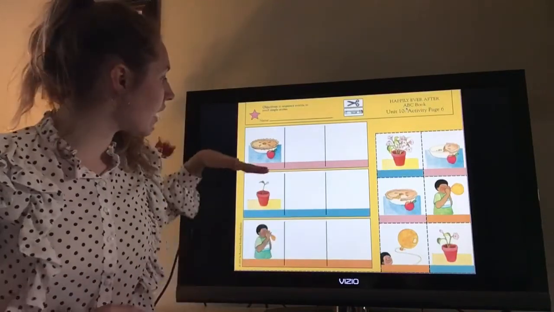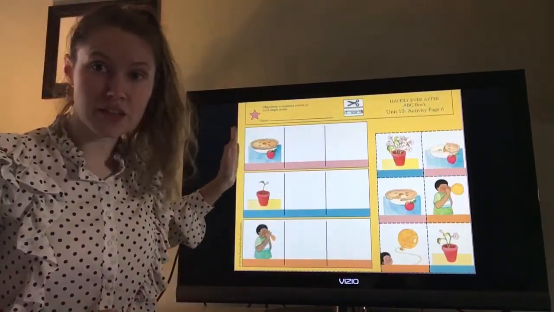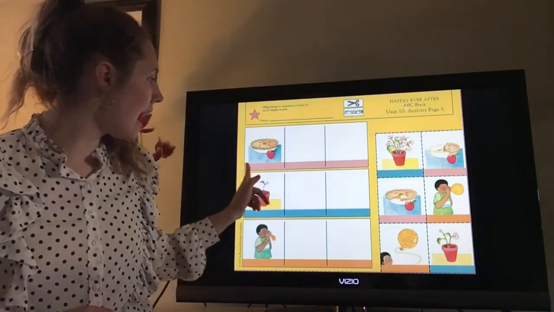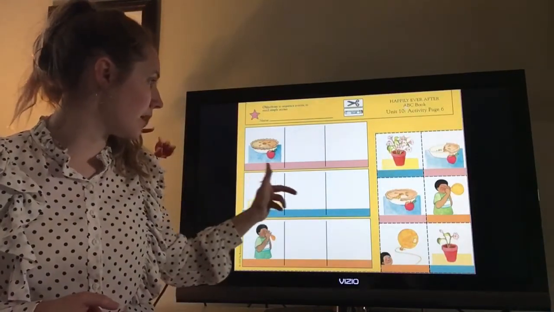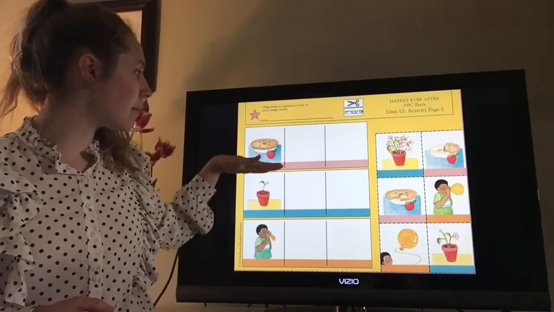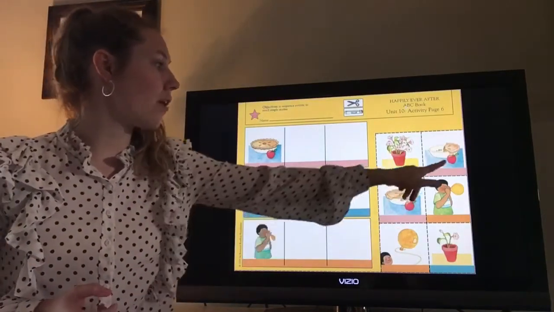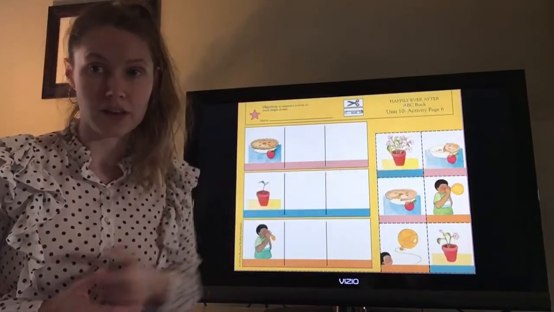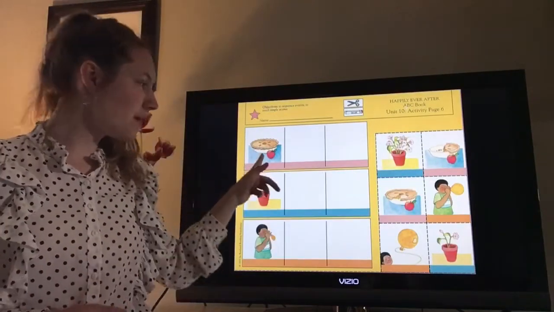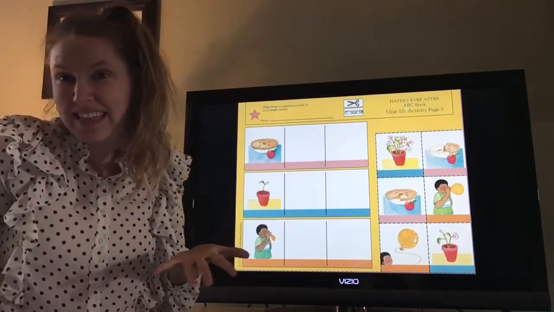So we're gonna start up here with this picture in the top left-hand corner. It has a pink bottom down here. So when we're talking about events in this story, we're gonna look at the pictures that also have the pink on the bottom. So what do we see in this picture? What do we kind of see in it?